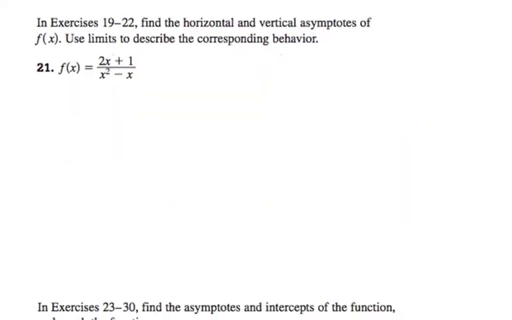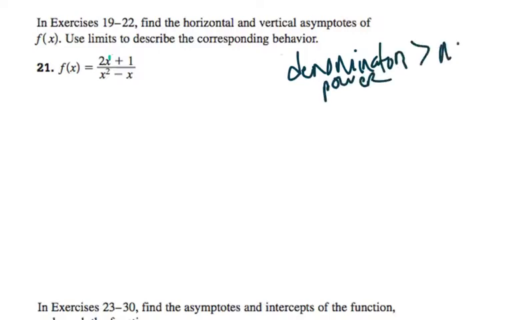Alright, next one here, we want to find the horizontal and vertical asymptotes and use limits to describe that corresponding behavior. So again, we can do this by division, but that's only if the powers match, and here the numerator power is 1 and the denominator is 2, so that one doesn't work quite right. We did also mention in our notes if the denominator power is greater than the numerator power, then your horizontal asymptote is y equals 0.